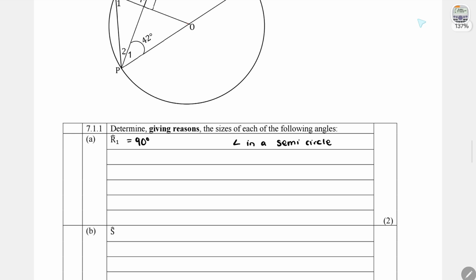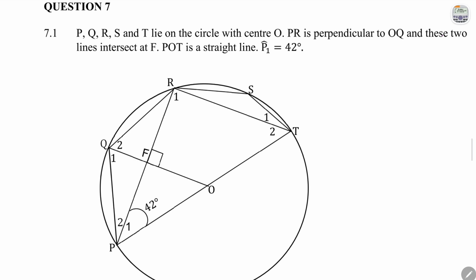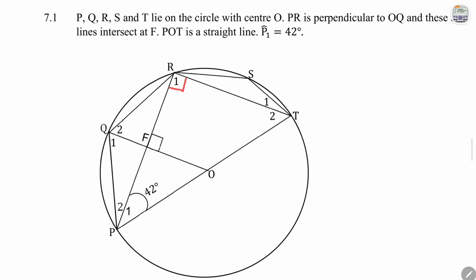Moving on to the next question. Question B says find the size of angle S. Remember that angle R1 is now 90 degrees. Angle S is at the circumference, so we need to apply rules about angles at the circumference. But you notice that angle S is supported by RT. You can say the chord RT, or the major arc RT. Now, we don't really have any other angle that is also being supported by this major arc, so we can't really apply rules about angles in the same segment, or even that the angle at the center is twice the angle at the circumference.